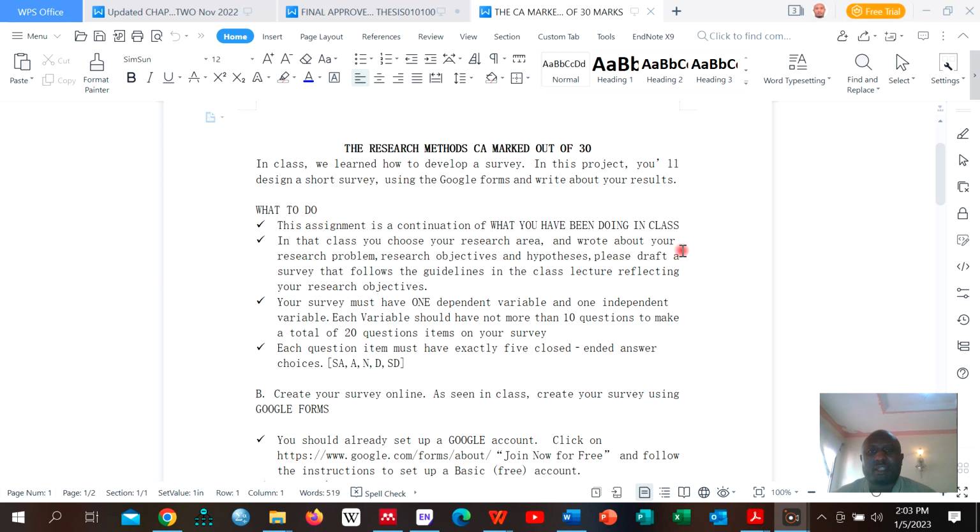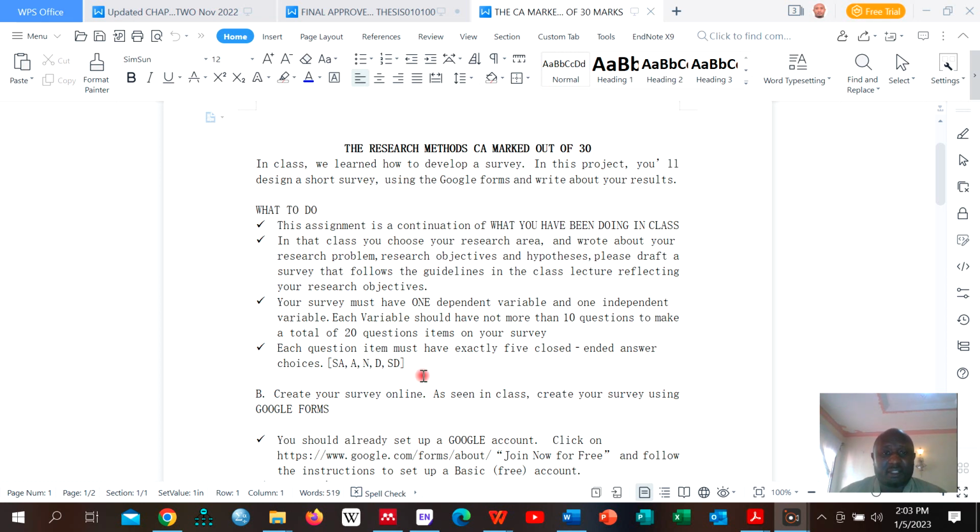Now we get at a level where we want to train you on instrumentation and also developing of instruments, research instruments that can allow you to collect data. So your survey must have a dependent variable and an independent variable.